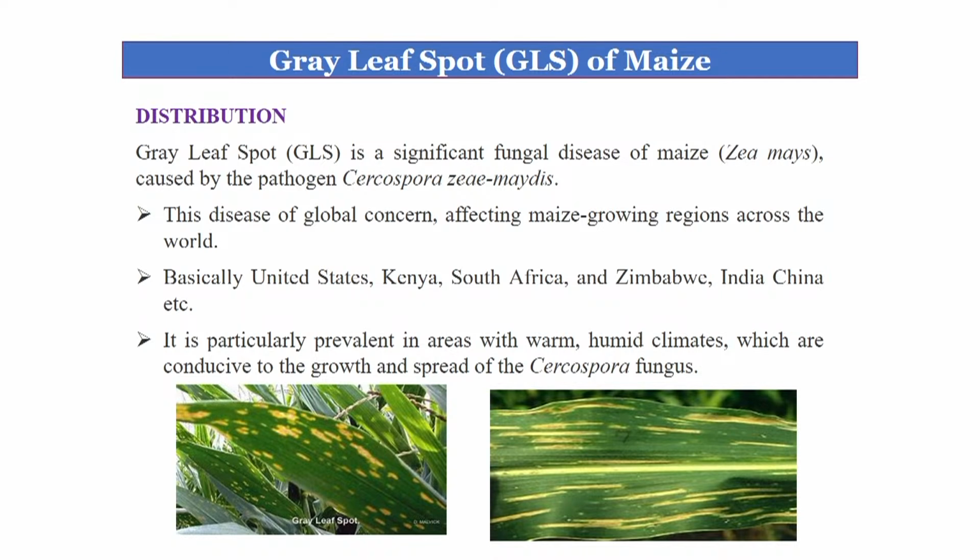And the pathogen, Cercospora zeae-maydis, is responsible for causing this disease, and it has been reported throughout the maize growing areas of the world. This disease is basically found in southern African countries, Zimbabwe, India, China and many other countries, where severity of the disease has been observed. This disease is very important economically.